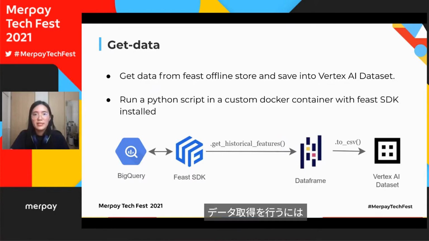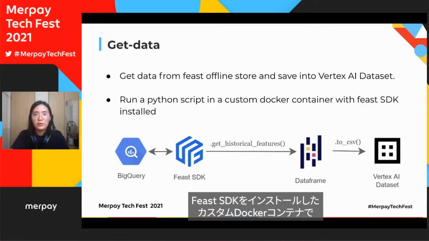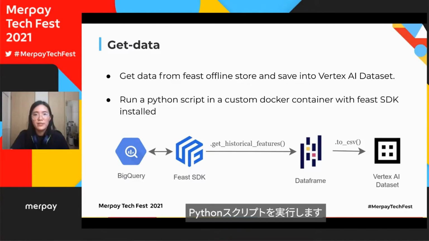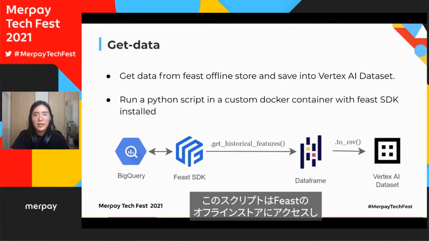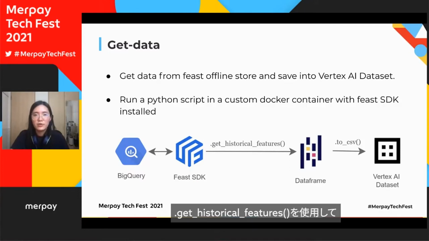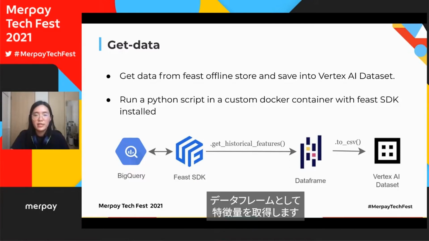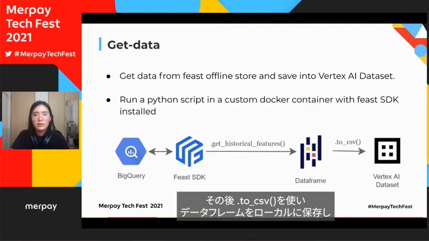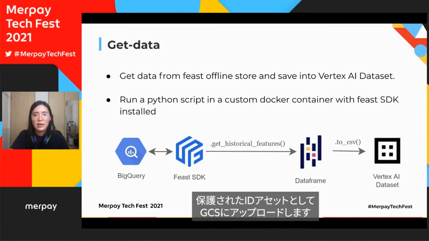The process of getting data is done by running a Python script in a custom Docker container with the Feast SDK installed. The script accesses the Feast offline store and uses get historical features to fetch the features as a data frame, then uses to_csv to save the data frame locally, then uploads it to GCS as a Vertex AI dataset.